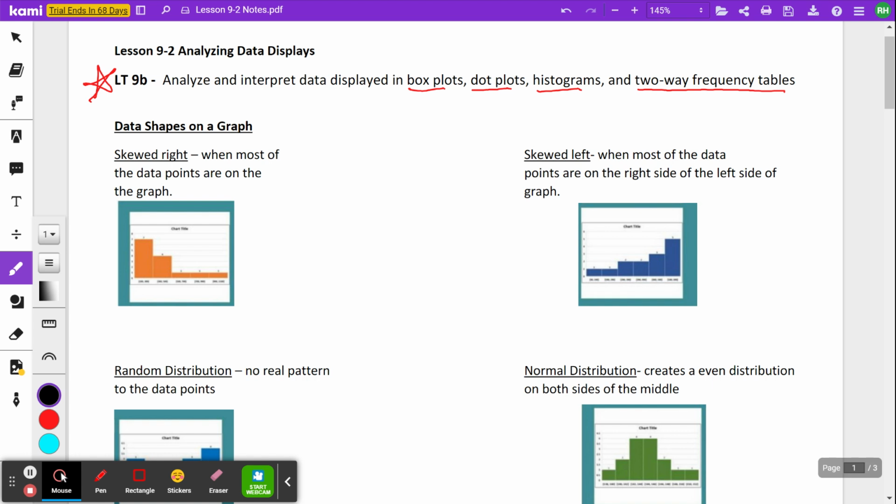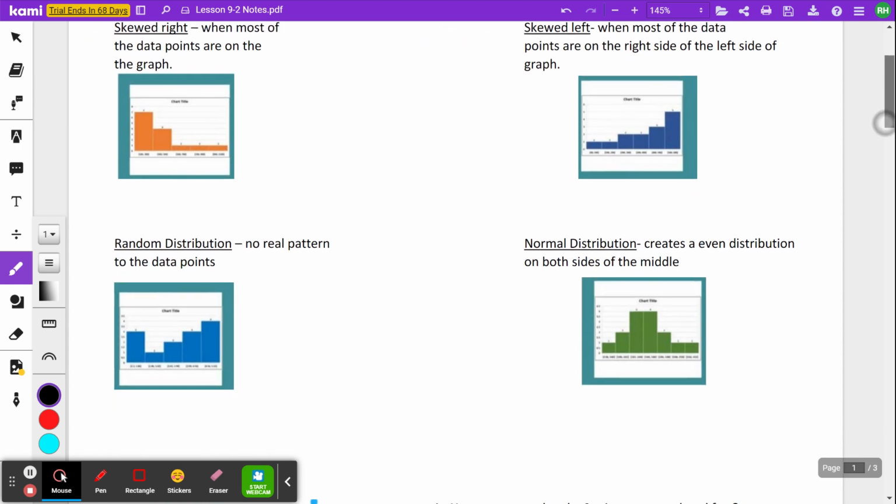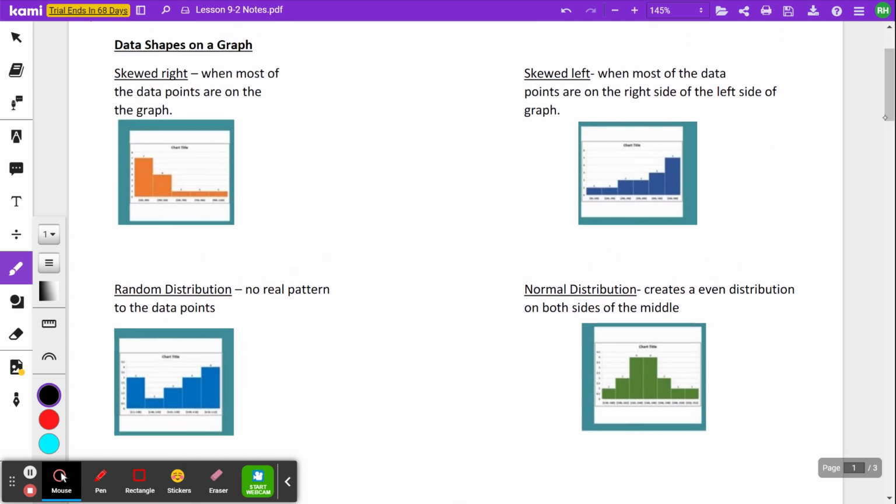Okay. So the first part I want to talk about is the actual shape of the data when you see it on a graph. There are four different ways that this can look. The first one is called skew right. And I know what you're thinking with the right and the left. They're like backwards, right? So this is skewed right. And this is actually when most of the data points are on the left side of the graph.